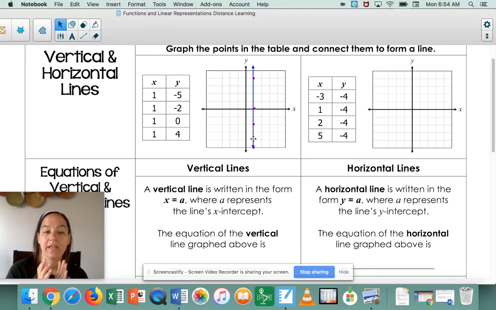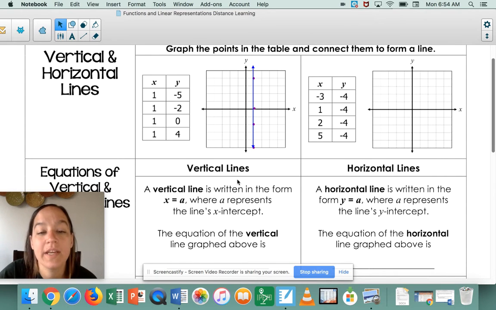If I look back at that table, you will notice a couple things. 1, X is always 1. Number 2 that you'll notice is that Y can be anything you want it to be because the line is indefinite. It never ends. And so as long as X is 1, it lines up on that line.